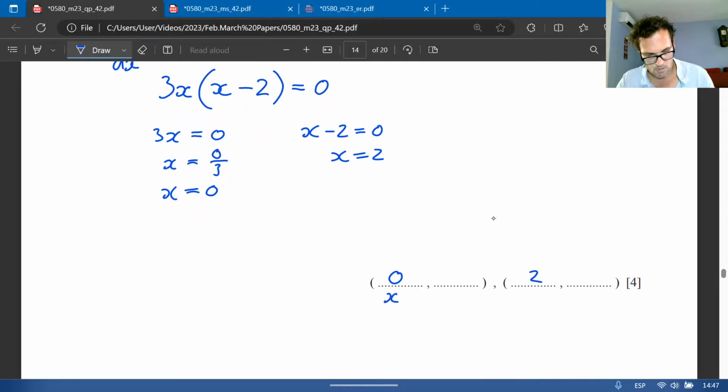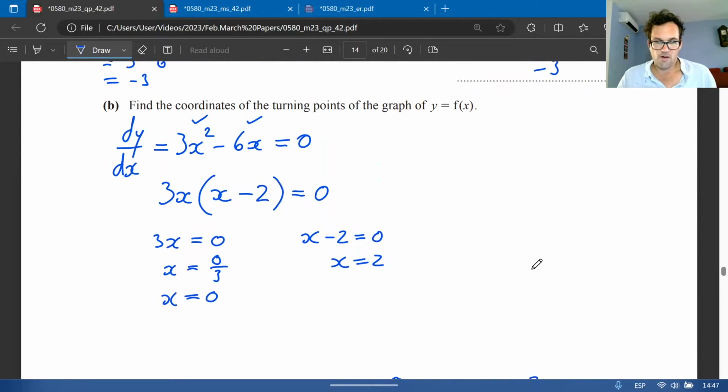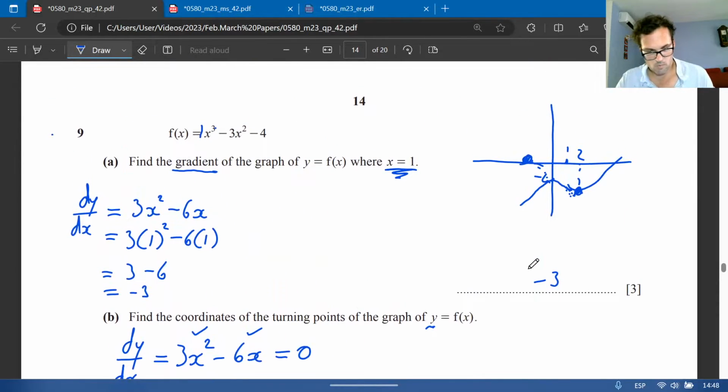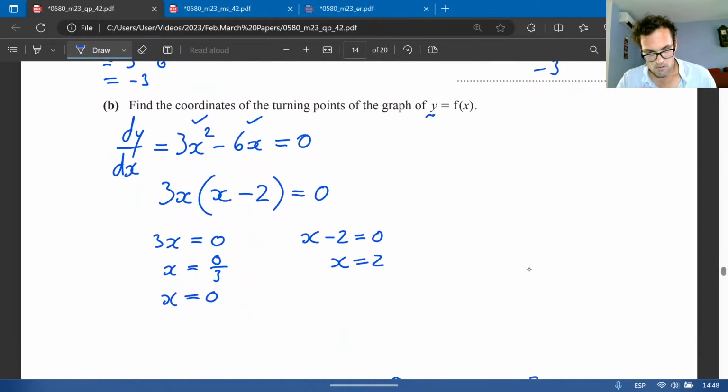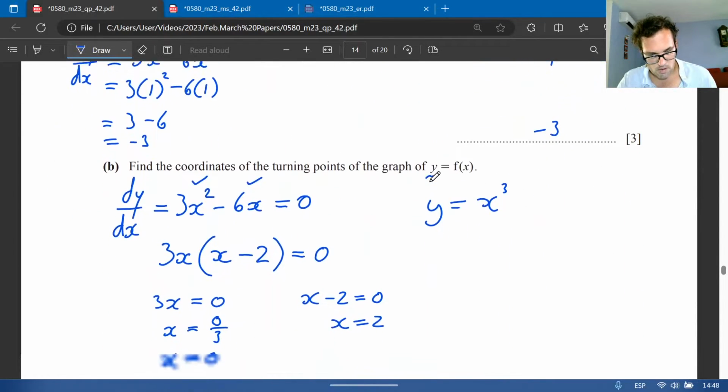What is the y value, since we want the coordinates? Remember, this is the x, we worked it out. Now we want to know what is y. Where will I find the y? Well, y equals the function of x, so we can write the function as y. If you want to find y, we need to substitute into the equation of the original one, not the differentiated one. So what was that? x cubed minus 3x squared minus 4.